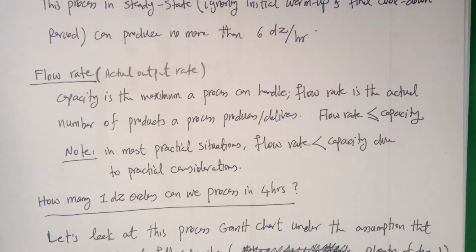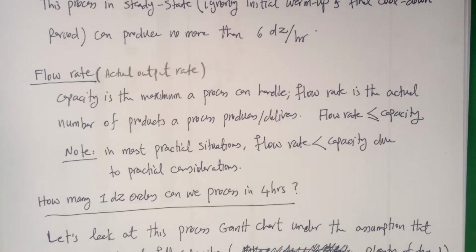If a process has capacity of 6 and demand for it is way less than 6, the actual output is not going to be 6. It's going to be whatever the customer wants. So in a lot of practical situations, flow rate is going to be strictly less than capacity. In this video, for the sake of learning, we are going to assume that there is plenty of demand for the product of this process.